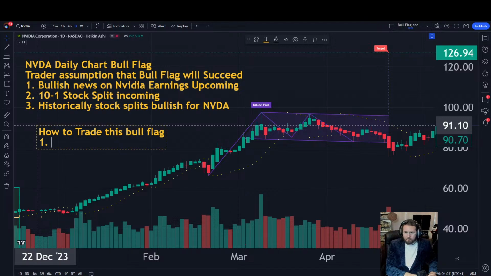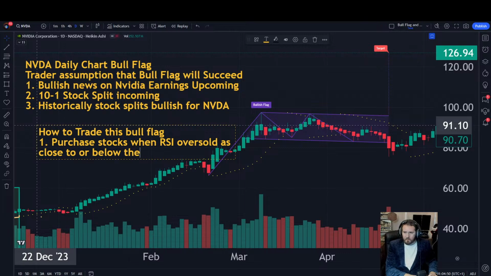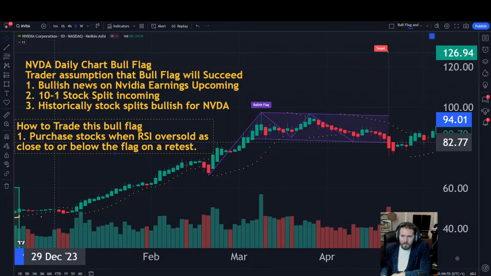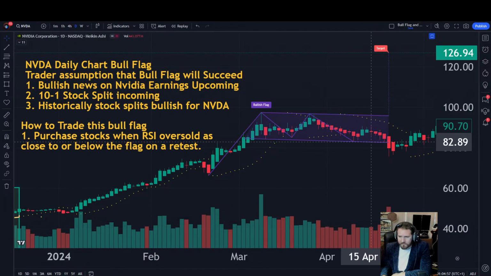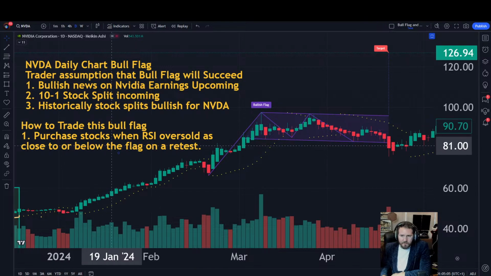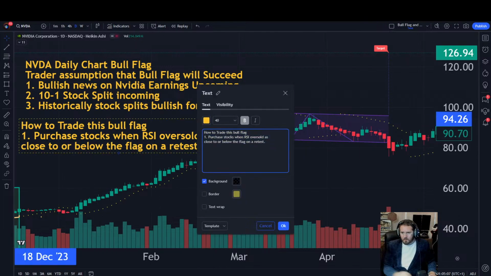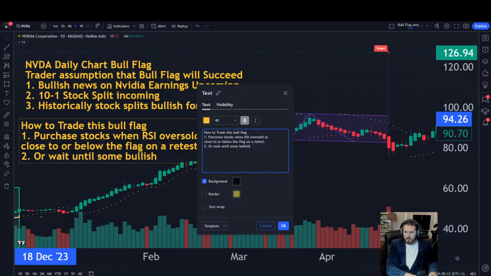So one, purchase stocks when RSI is oversold, as close to or below the flag on a retest. So you don't have to buy exactly there, because usually bull flags don't just do this and then pop up. Sometimes they have dips. People take profits. We had an insider taking profits over here. So you would wait until the RSI is oversold, or wait until some bullish divergence.